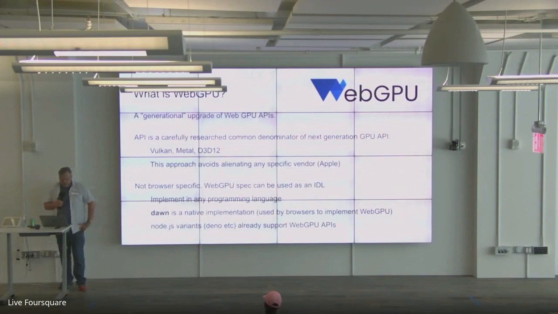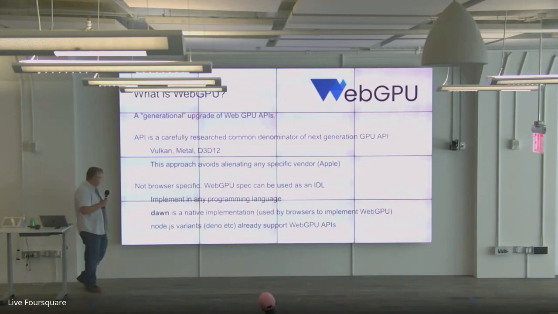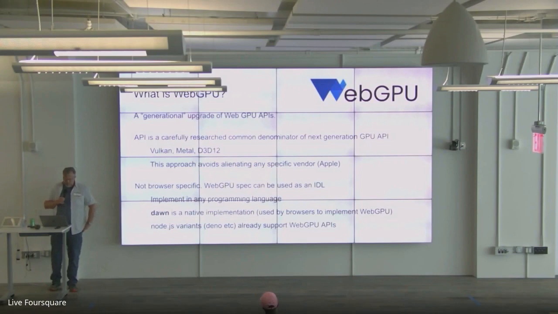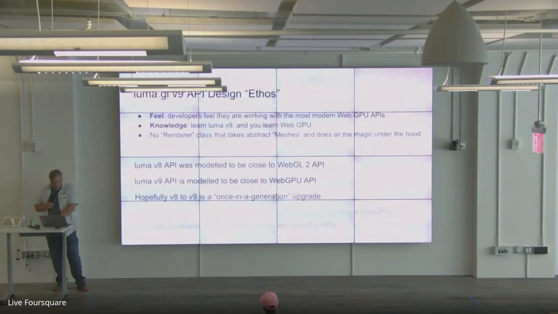We've also, I think, touched on the fact that WebGPU is not browser specific. While the WebGPU standard is a W3C standard, the spec can really be thought of as an IDL, an interface description language. And so WebGPU can be implemented in any programming language. Dawn is a native implementation in C++. I believe it is used by browsers like Chrome to implement WebGPU. There's also Node.js variants already. It's pretty tricky to use WebGL in Node. You have to use something like headless GL. But there are Node.js variants that already support WebGPU natively. And obviously Rust bindings and any other native language.